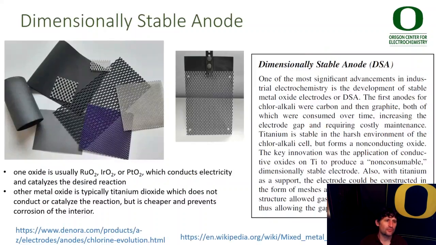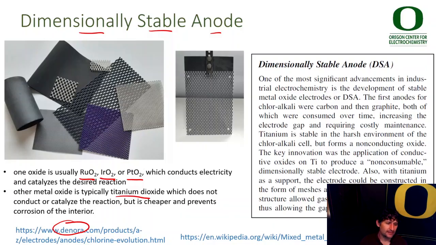In the chloralkali process, something called a dimensionally stable anode has been very important. This is something that has been commercialized and sold by De Nora for decades now. It's typically an expanded metal like titanium, which is coated with a catalytic mixed oxide, typically containing ruthenium oxide, iridium oxide, platinum oxide, titanium dioxide, zirconium, tin oxide. There's a whole bunch of elements that go in here.